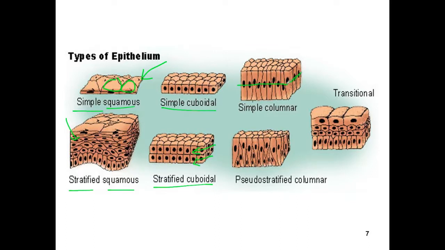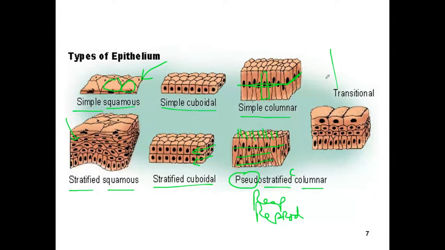Notice here, these nuclei are at one level, and these are column shaped. So they're simple columnar. And then down below, these are columnar, but we can see the nuclei are scattered at multiple levels. So we use the word pseudostratified columnar. And typically, wherever we have pseudostratified, remember we're going to have the cilia associated with them. And these cilia, or pseudostratified ciliated columnar epithelium, are typically located in the respiratory tract. They're also found in the reproductive tract.